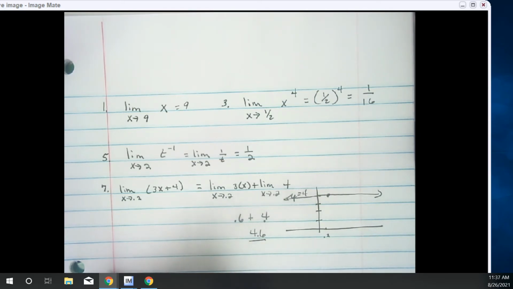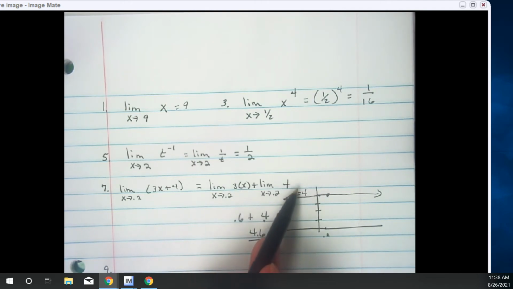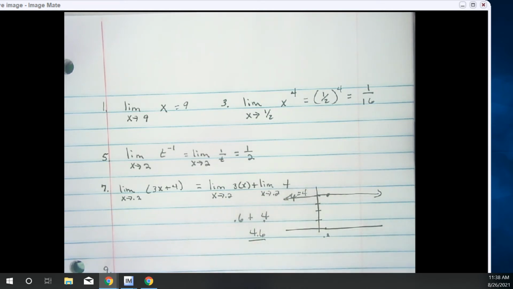So why didn't we just plug in 0.2? Because I want you to do it without plugging into the calculator. But that's what you did to get the 0.6. You said 0.2 times 3 is 0.6. Where are you going to plug in a 0.2 on the 4? There's no x. So you can't. Therefore, the answer is 4, because it's constant. There's not a variable.